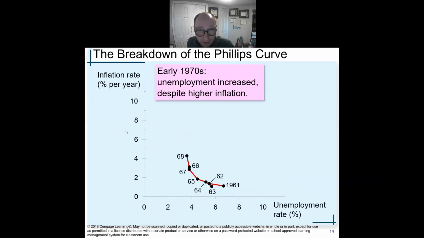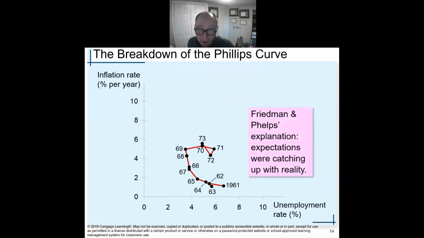In the early 1970s, there was greater unemployment, and there was also higher inflation. The explanation of this phenomenon was that expectations were catching up with reality.